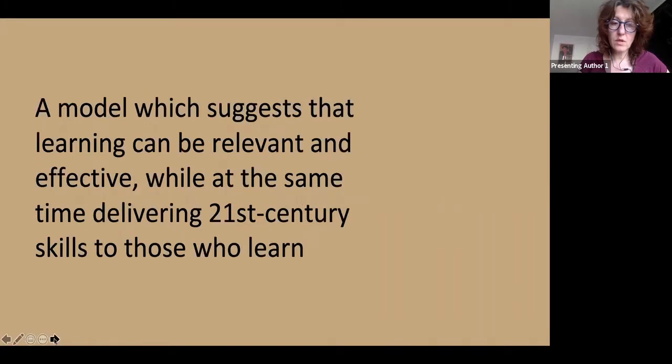In this research, we have been testing a model. The model suggests that learning could be relevant and effective, while at the same time delivering 21st century skills to those who learn. I teach at the Swedish School of Library and Information Science in Sweden, in the Web Content Management and Design program. This is something we have done throughout a few years, and I'm showing results here.